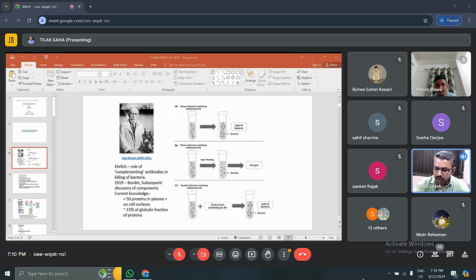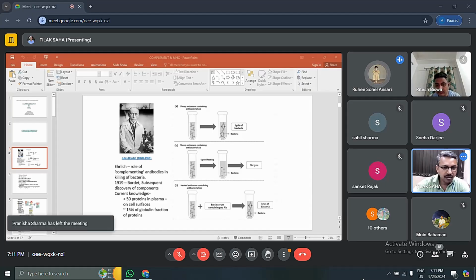He actually was working in the Pasteur Institute in Paris, and he first established the role of these complementing factors. Complementing factors are the factors that assist the antibodies to render the toxic effect to the pathogen. I hope this is clear to everyone. Students, can you please respond? Okay, very fine.